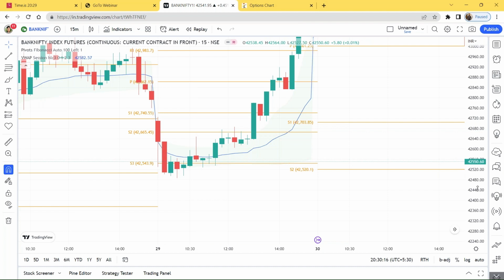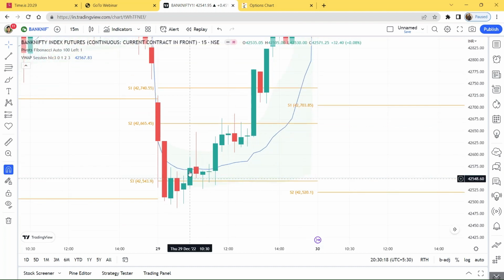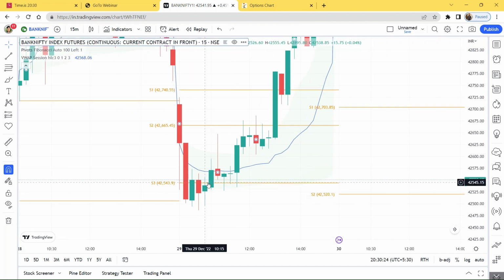Now you see this candle has crossed and closed above both VWAP and pivot. Now, where will we buy? We will buy at the high of this candle. The high of this candle is 42595. So, like I told you, where will we place our buying orders? Our buying orders would be placed at 42596. We will always round off to the nearest one.